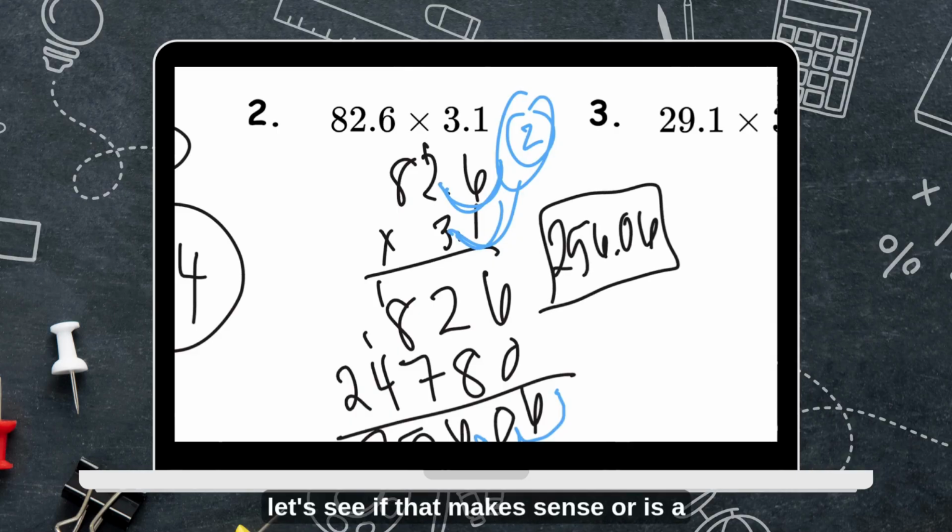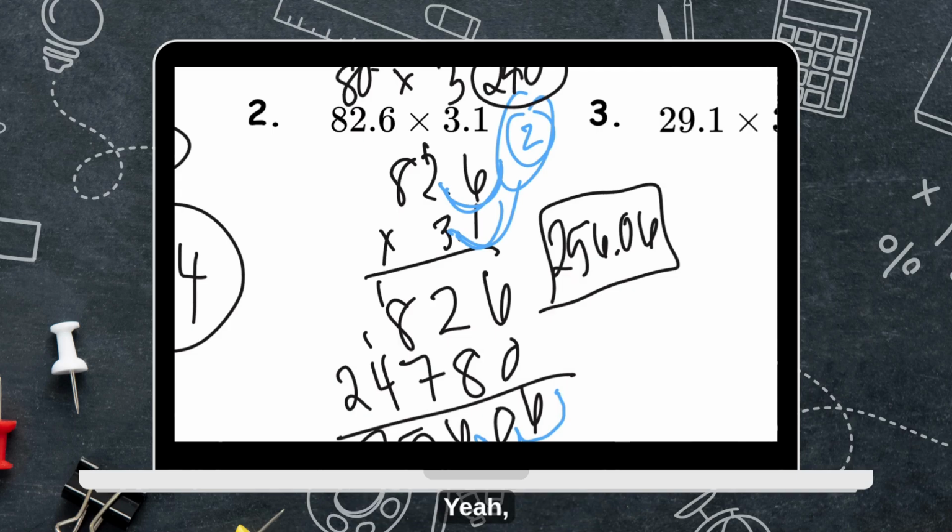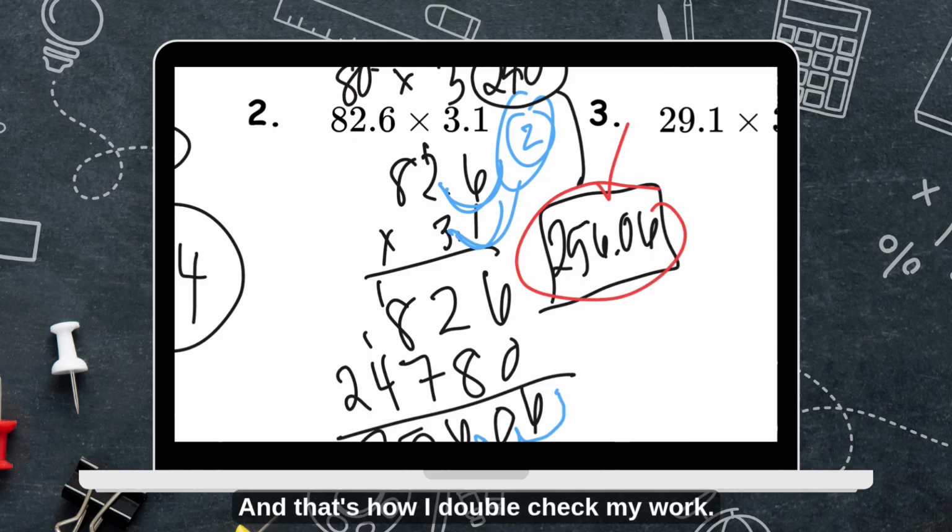Okay, let's see if that makes sense or is a reasonable answer. Okay, if I go back here, 82.6 is close to 80. Times 3, I know 8 times 3 is 24, so 80 times 3 is 240. Yeah, 240 and 256 are pretty close to each other, so that's a reasonable answer, and that's how I double check my work. Let's go ahead and try number 3.